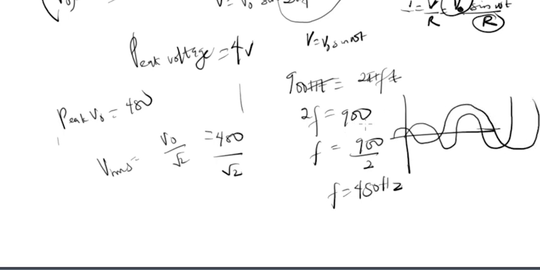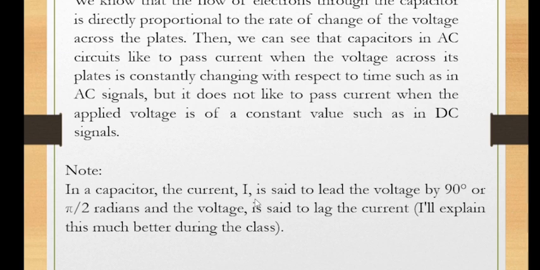So that is what they mean by I and V. One is faster than the other. So in a capacitor, the current I is said to lead the voltage by 90 degrees or pi over 2 radians, and the voltage is said to lag the current.